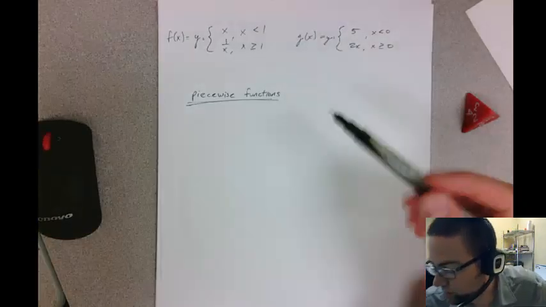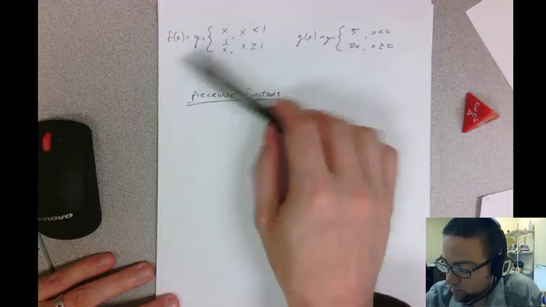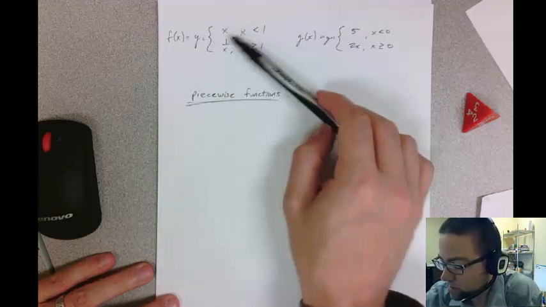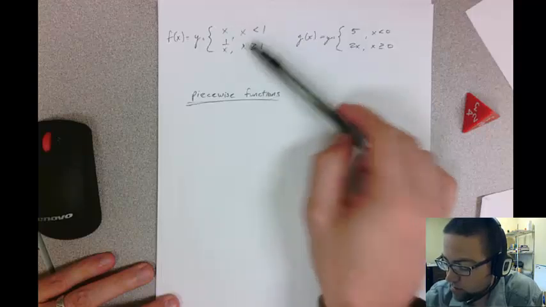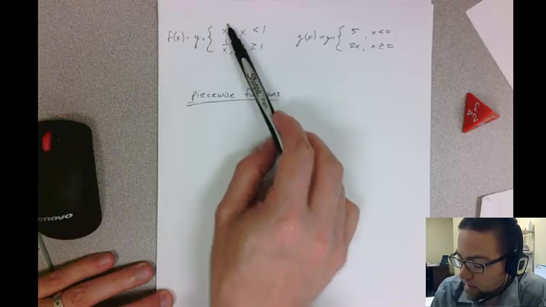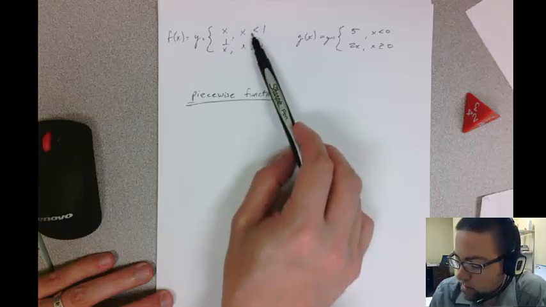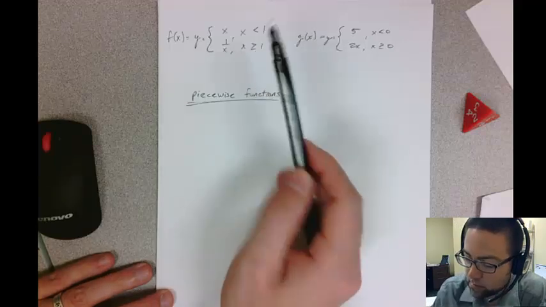Hello everybody, we're talking about piecewise functions. Piecewise functions look like this. We have the value of the function at one point is this, but at some other time is this. So we'll have the value, say, when x is less than 1, and then the value when x is greater than or equal to 1.